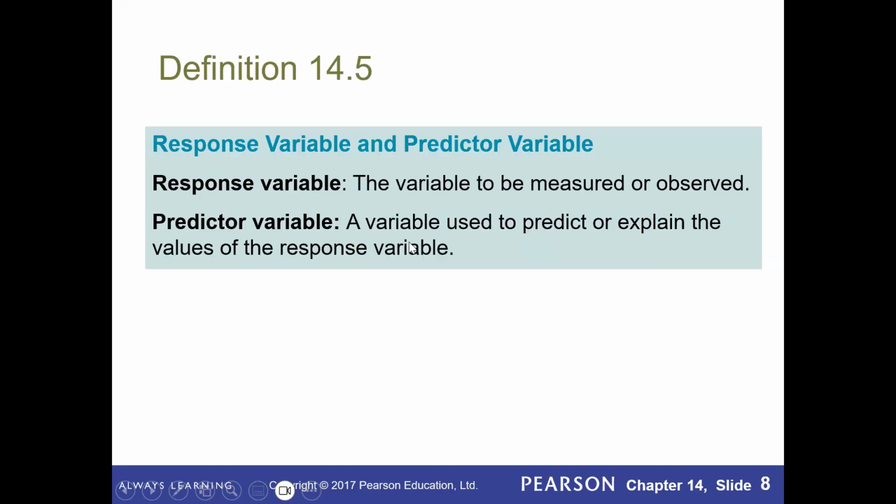So there are two types of variables in a regression equation. One is the response variable, which we observe or measure, like y in the previous slide. The other is the predictor variable, which is used to predict or explain the value of the response variable.